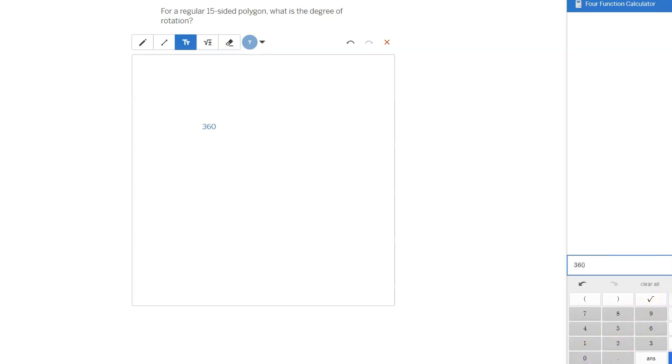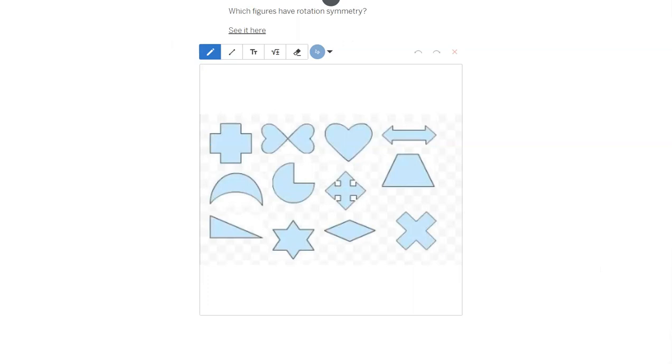360 divided by 15 gives us 24. You can do this with any regular polygon.